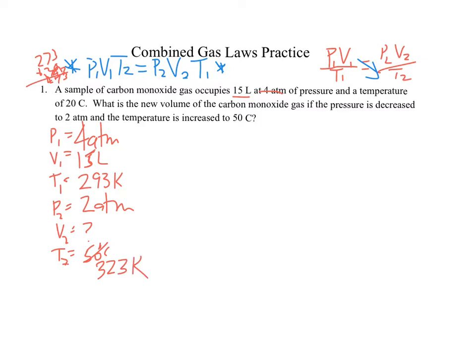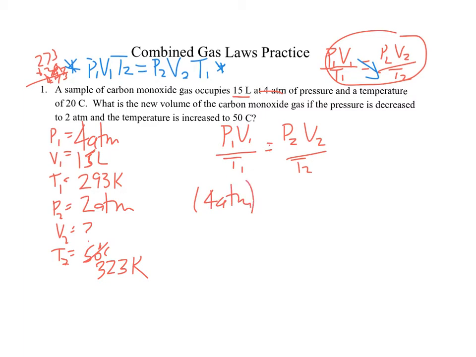So I'm going to solve this first problem here using our initial expression over here. So I'm going to rewrite the formula. P1 V1 over T1 equals P2 V2 over T2. So there it is. I'm going to plug in my numbers. My initial pressure is 4 atmospheres, so I can put it right here. My initial volume is 15 liters, put it right there. Notice that I'm keeping the units.